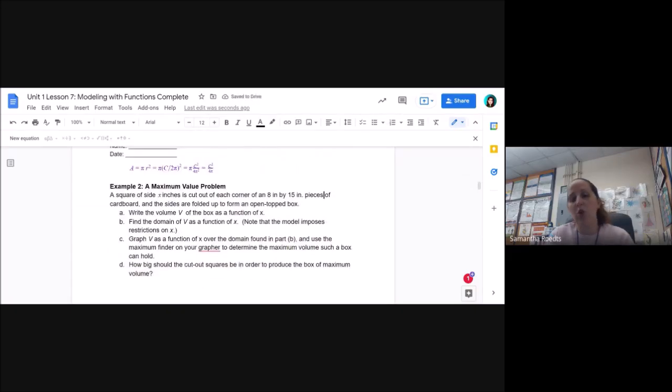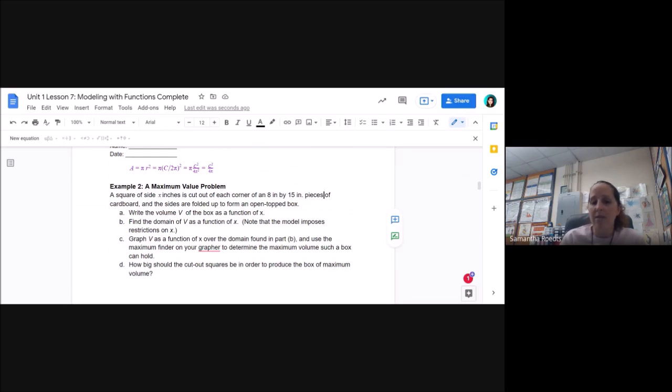All right, example 2, a maximum value problem. A square of side x inches is cut out of each corner of an 8-inch by 15-inch piece of cardboard, and the sides are folded up to form an open-topped box. A, write the volume of the box as a function of x. B, find the domain of V as a function of x. Note that the model imposes restrictions on x.